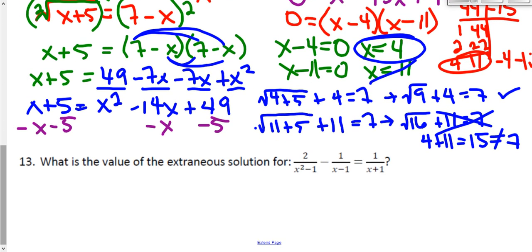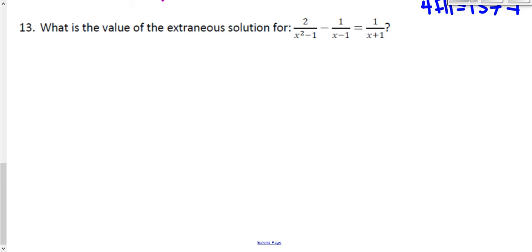Which brings us to our last question. Our last question says, what is the value of the extraneous solution for this equation? Our last problem wants us to find the value of the extraneous solution. So it's not looking for any real solutions, it's just looking for the extra. But in order to find the extraneous solution, we're still going to have to solve this equation.